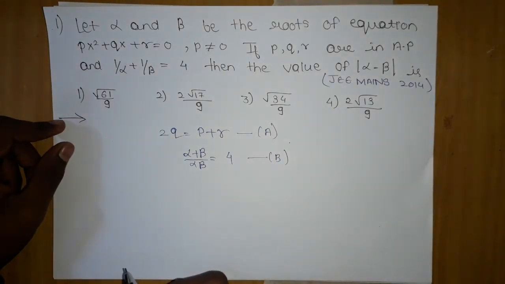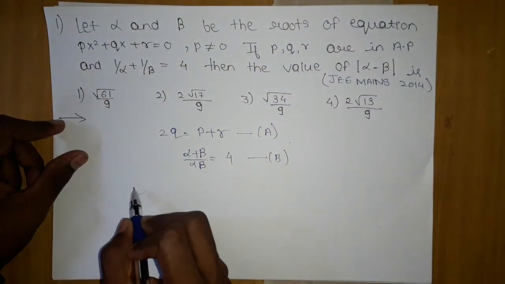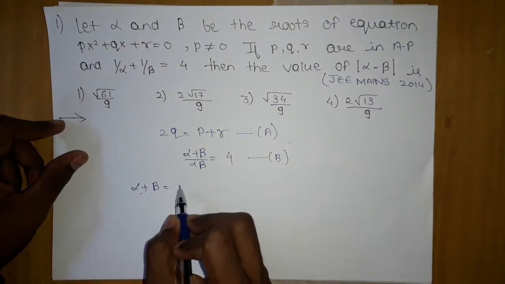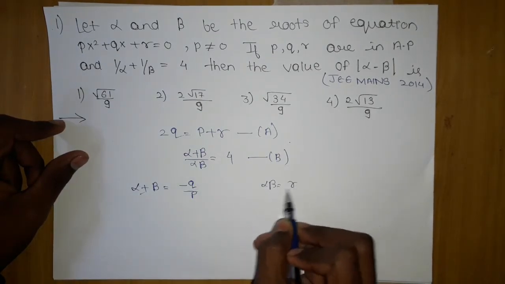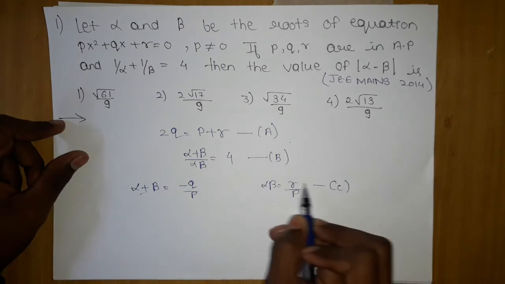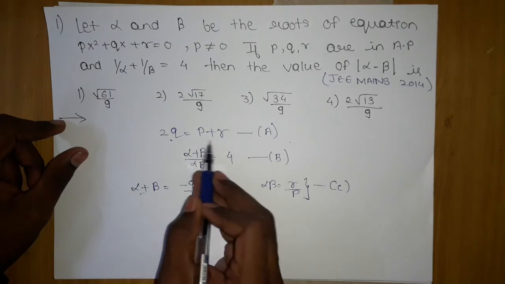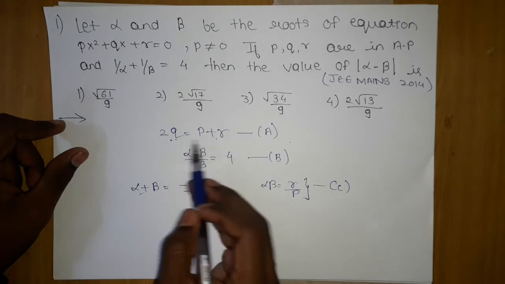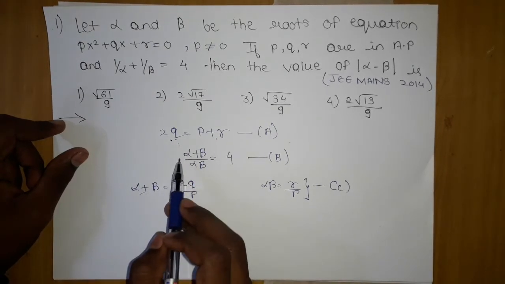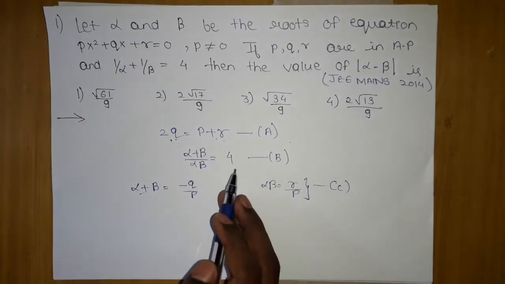Now let's write the sum and product of the roots. From the equation we have the sum as minus q by p, and the product alpha into beta as r by p. Let me call both of these C. Now if I divide equation A throughout by p, I can get the product and sum: q by p, which will act as my sum, and r by p, which will act as my product.